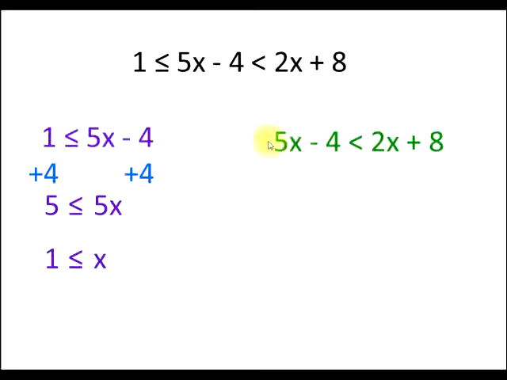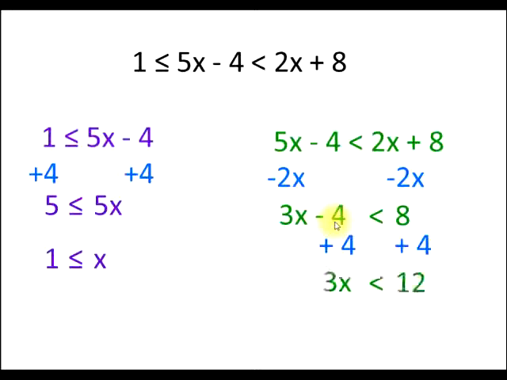And here, because this side has the most x's, that's where I'm going to collect them by subtracting 2x from here, and obviously the other side, leaving me with 3x, unchanged, that's gone, and we're leaving us with the 8. Add 4, so the numbers on the other side to the x's. So 3x is less than 12, so x must be less than 4.